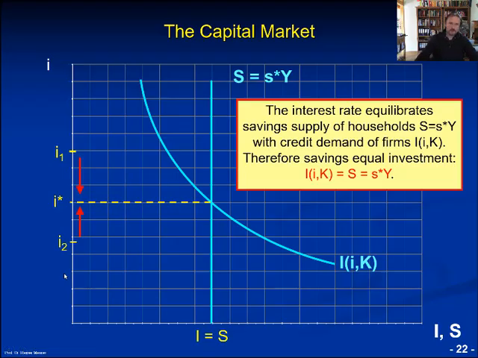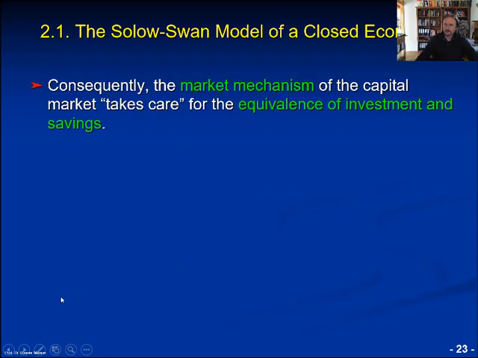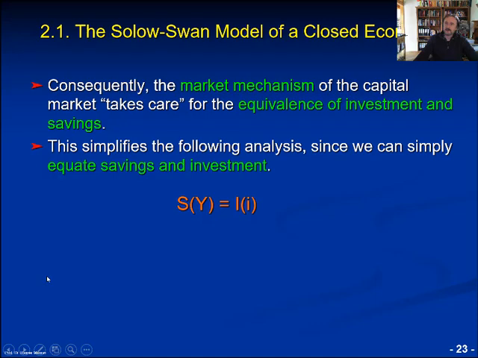In case of such a stochastic shock, all these adjustment processes take place immediately, such that the market equilibrium interest rate prevails always. As a result, we can assume that savings supply always equals investment demand. So the market mechanism of the capital market takes care of the equivalence of investment and savings. As a result, in the following analysis, we can simply assume that savings is always equal to investment.